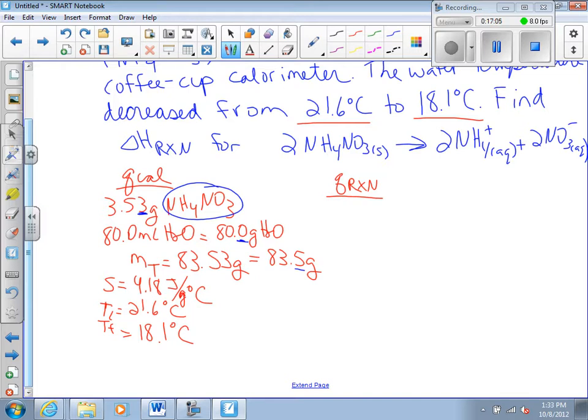So we're going to go over to Q reaction right now. We've got everything we need for the calorimeter. For the reaction, oh dear, my students are walking in really.